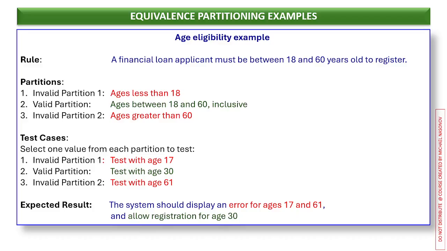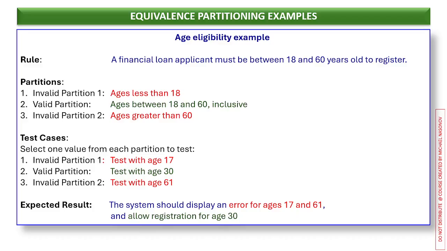What are our partitions? So there are three partitions here. First, invalid partition 1, ages less than 18 years old. Second, the valid partition, any ages between 18 and 60 years inclusive. And third, invalid partition 2, any ages greater than age 60.